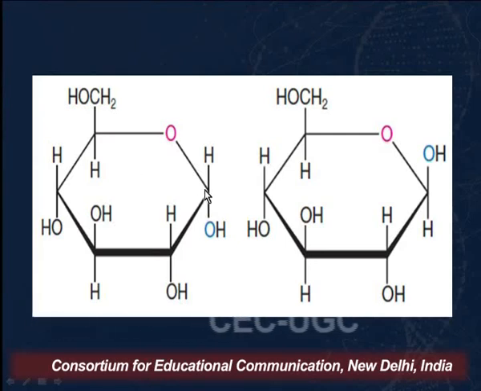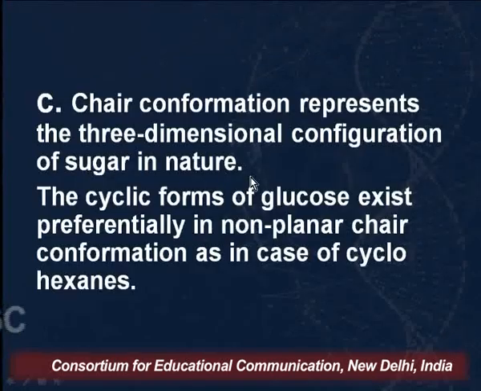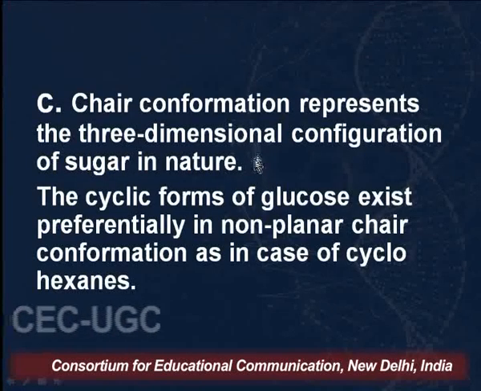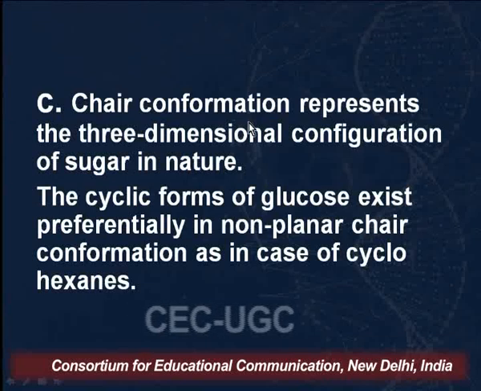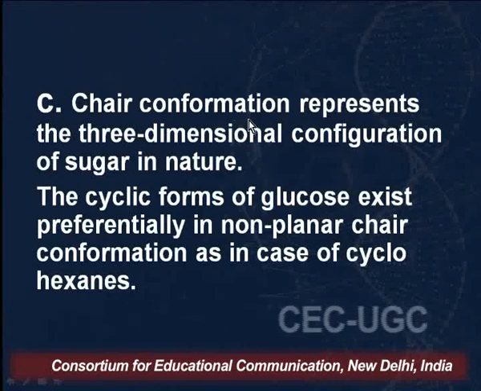And this you have to remember is the anomeric carbon, that is the aldehydic carbon in the open chain structure, which is being converted into a new asymmetric carbon when we are talking of a cyclic structure. Now next we go on to how we can represent this cyclic structure. It can be represented in chair conformation.